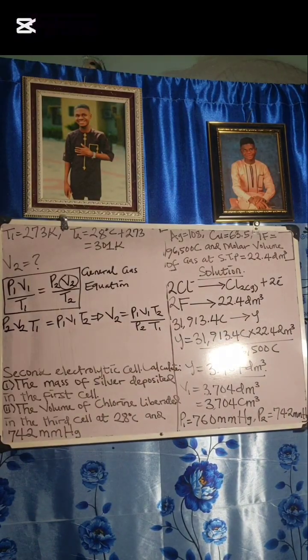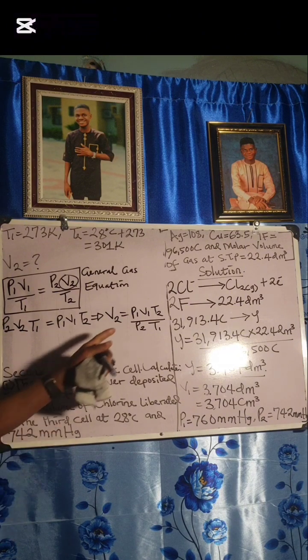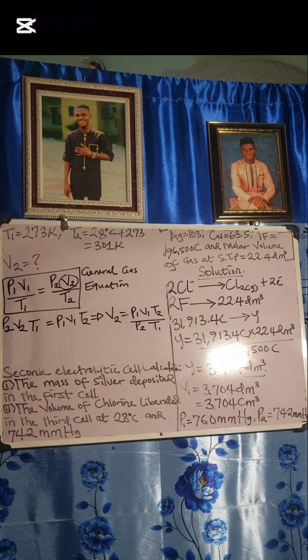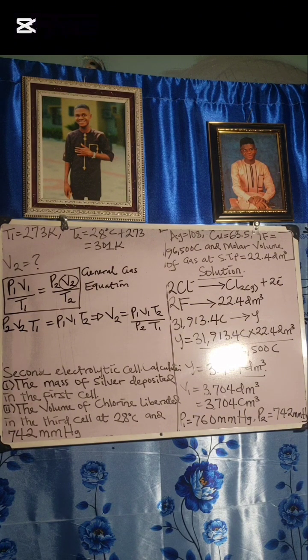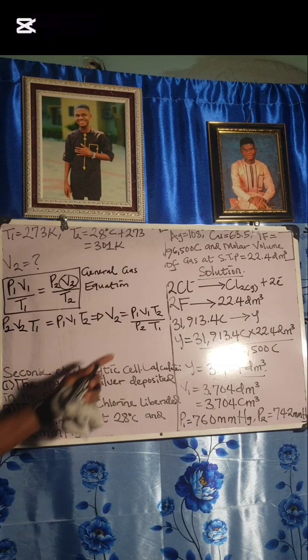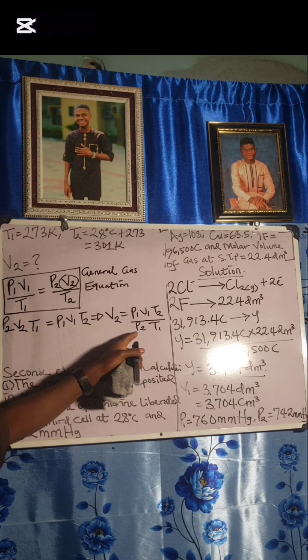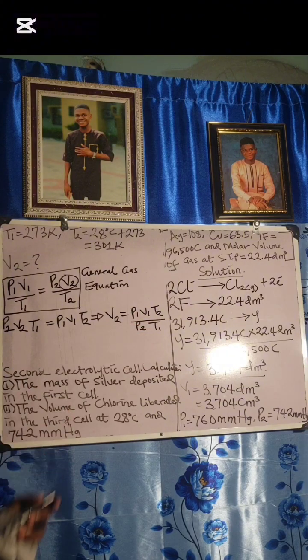So our V2 is equal to P1V1T2 divided by P2T1, where P1 is 760 millimeters of mercury, V1 is equal to 3,704 cubic cm, T2 is 301 Kelvin, P2 is 742 millimeters of mercury, and T1 is equal to 273 Kelvin. So viewers all over the world, we're going to solve this right away. Let's put in the values to find our answer.